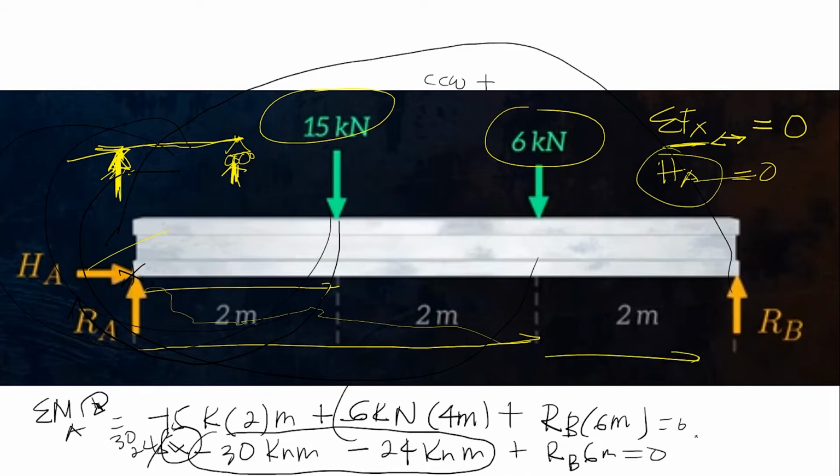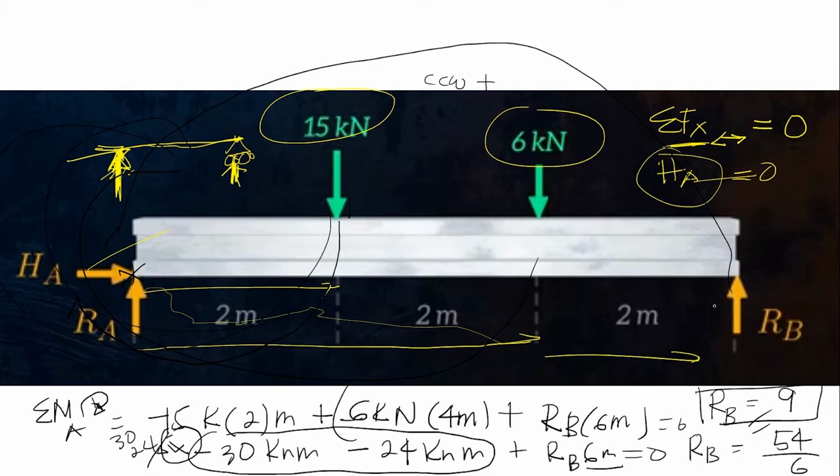So what happens there is RB equals 54 over, we divide it by 6. So how much is this? The reaction at B is how much? 54 divided by 6 is 9, sir. 9. Now, sir, we have 9 at RB. So this is 15, this is 6, this is 9.